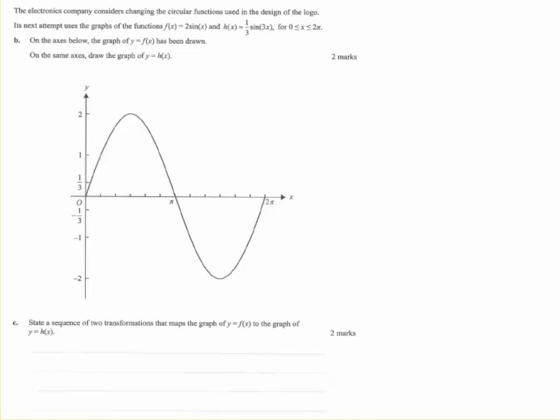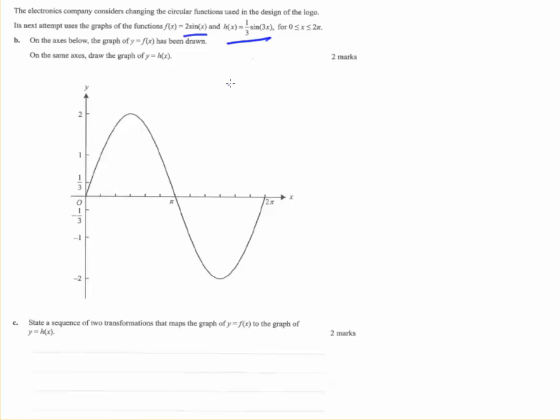This is part B and C of the question. What are we up to now? Question 4. And here we have the graph of 2 sin x already drawn for us. We're also given the function h of x, which is 1/3 sin 3x. And on the same set of axes, we have to sketch the graph of h of x.